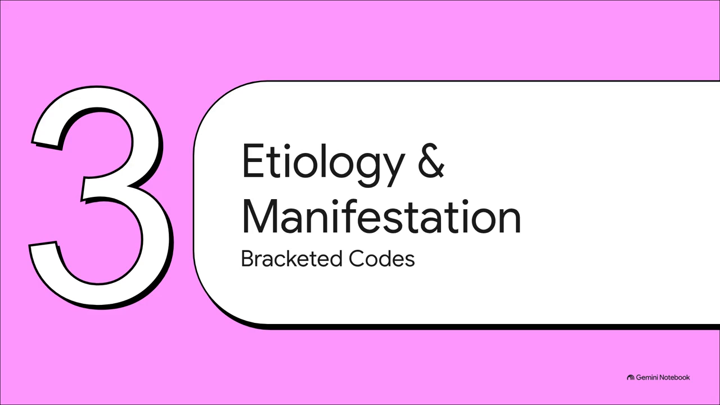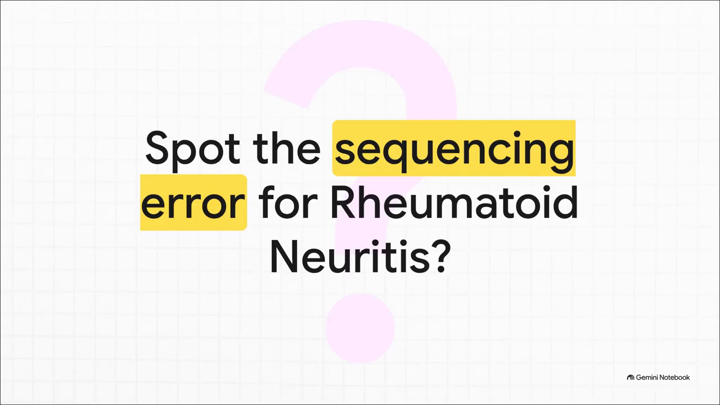All right, Section 3. Etiology and manifestation rules. Listen to me closely on this one, because this specific rule will instantly kill your exam score if you violate it. It's a fundamental law of ICD 10-CM syntax. Let's simulate a high-pressure exam environment. Your patient has rheumatoid neuritis with localized amyloidosis.